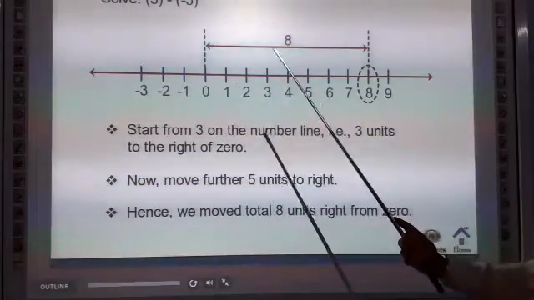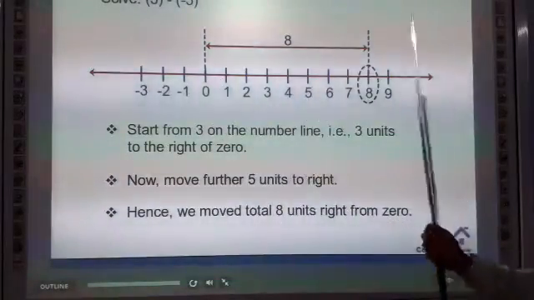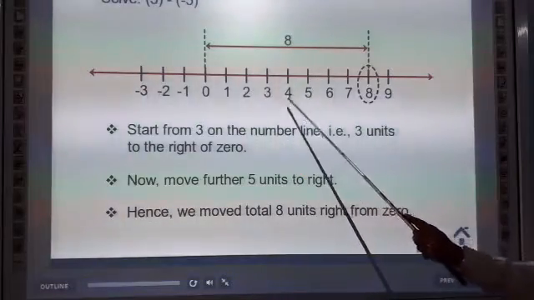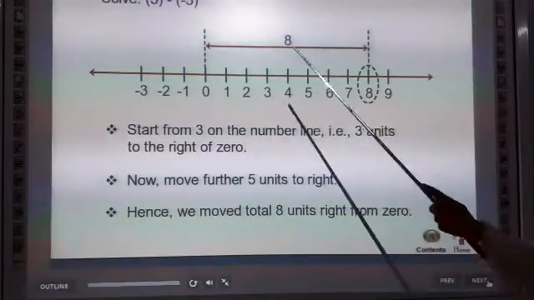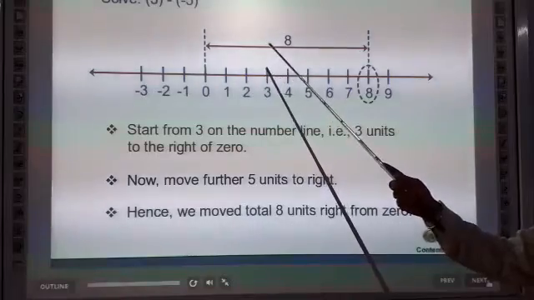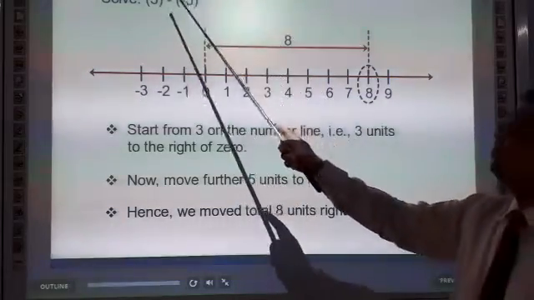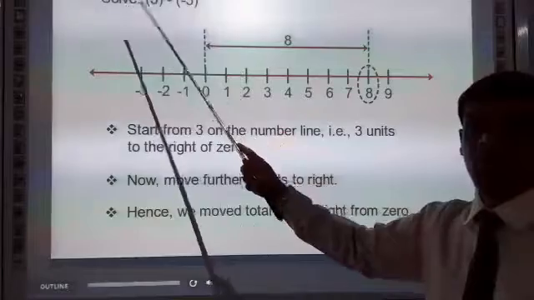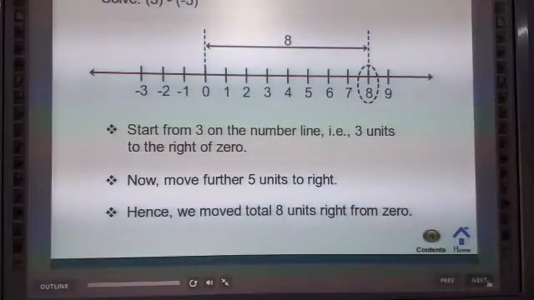Moved a total of 8 units right from 0: 1, 2, 3, 4, 5, 6, 7, 8. So the integer is 8. 3 minus minus 5 is 3 plus 5, and 5 plus 3 is equal to 8. Okay, students?